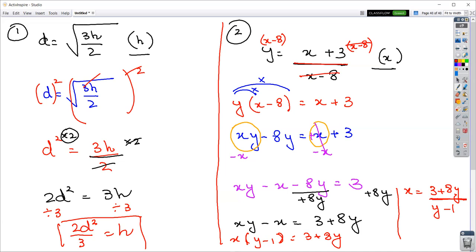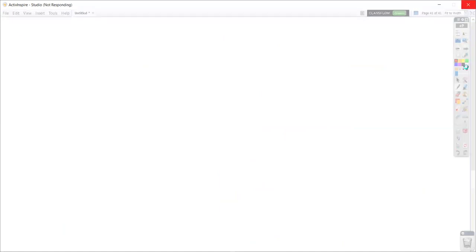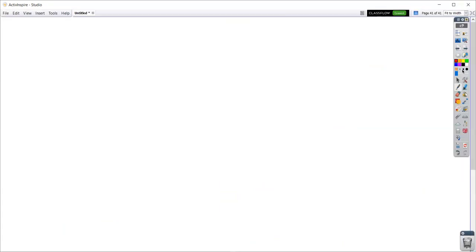I'm going to show you one more example where we have been given something in a fraction form and we are trying to make it the subject. So here's my last example on this making the subject topic. The last example is, I'm going to write down t equals a plus 3 over 3 minus 2a.